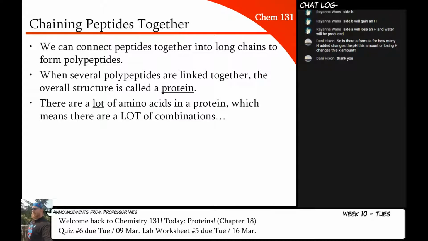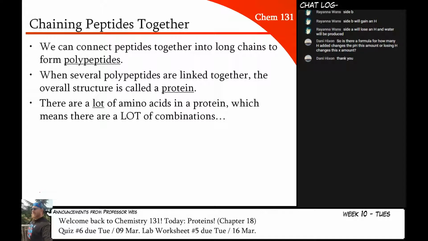Now, because there are 20 different choices that you can make for every amino acid, to make a protein that is one amino acid long, you would have 20 different combinations. If there were 2 amino acids, you would have 20 squared combinations. And if you had 3, you'd have 20 cubed. Just in case you were wondering how many choices there are for a combination of 3 amino acids, there are 8,000 ways to do that.